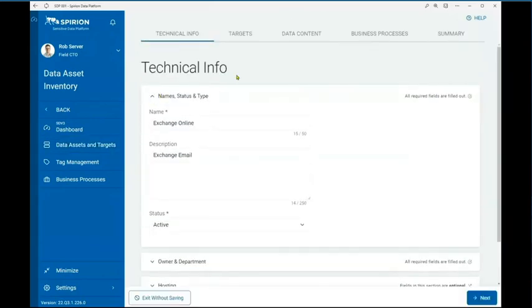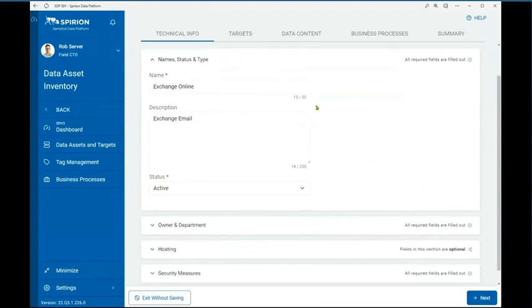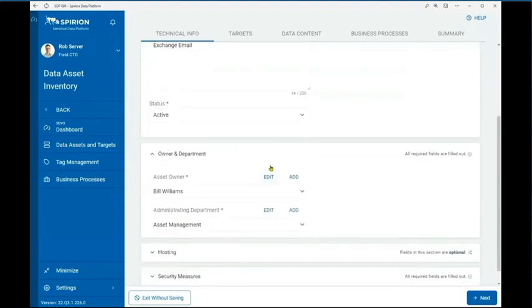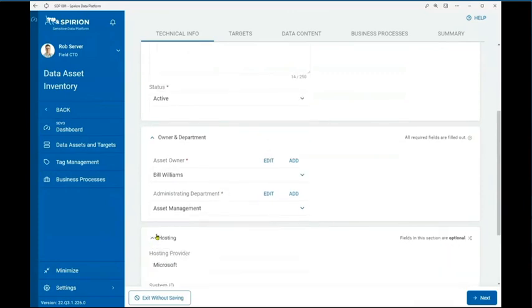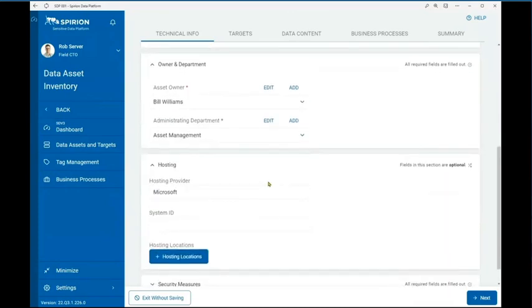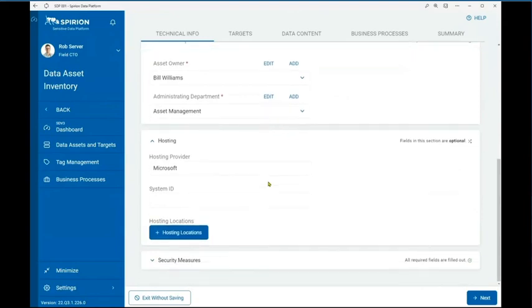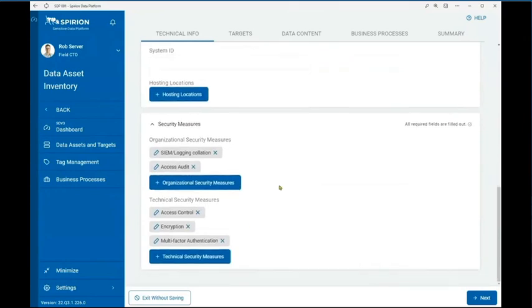This is the data asset inventory itself, where you can define the technical info on the asset: is it active, do we own this, what department owns this. Can we look at the hosting provider? This is a Microsoft Office 365 implementation, and what security measures are wrapped around this.